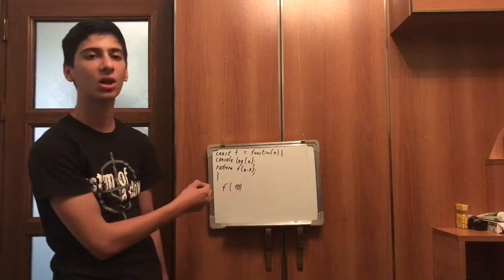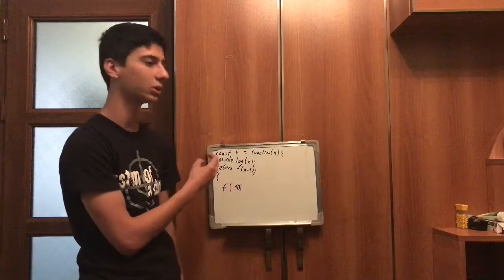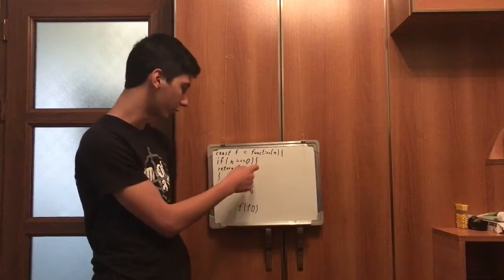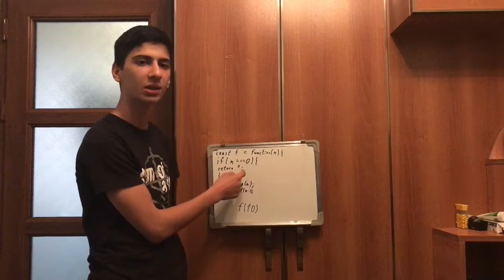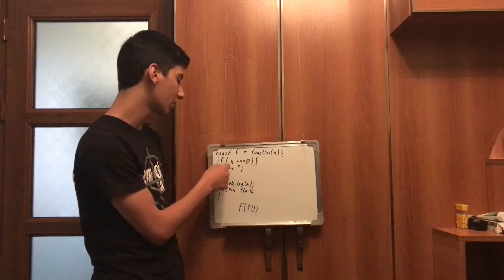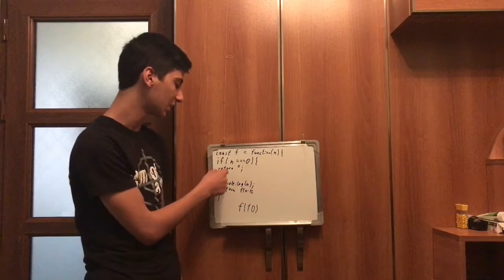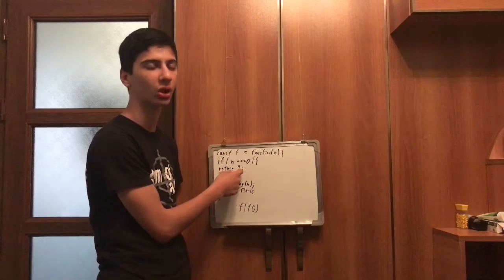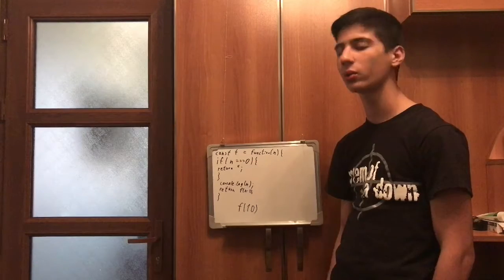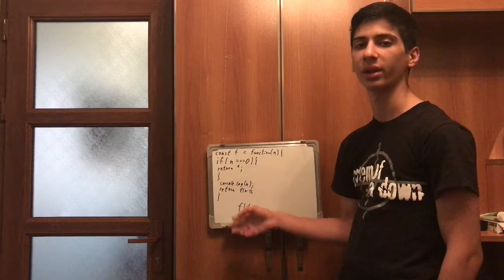To make a recursion stop somewhere, we need to do this. Now we have if n is equal to 0, return empty string. So when n is equal to 0, the program will read this code here, return empty string. It will see return and it will leave this function. So it will break recursion and keep going.